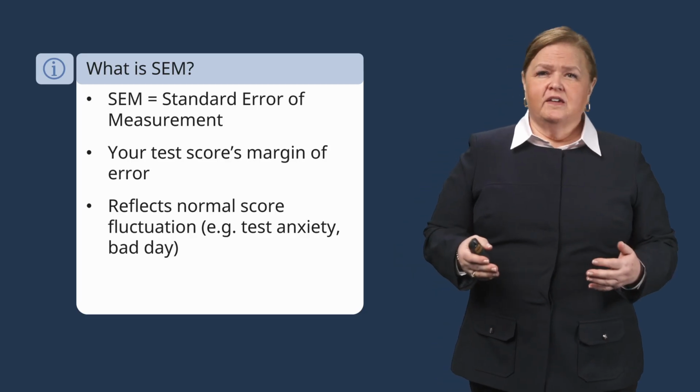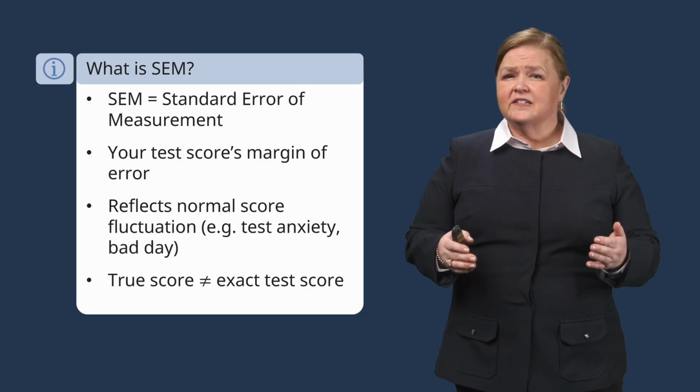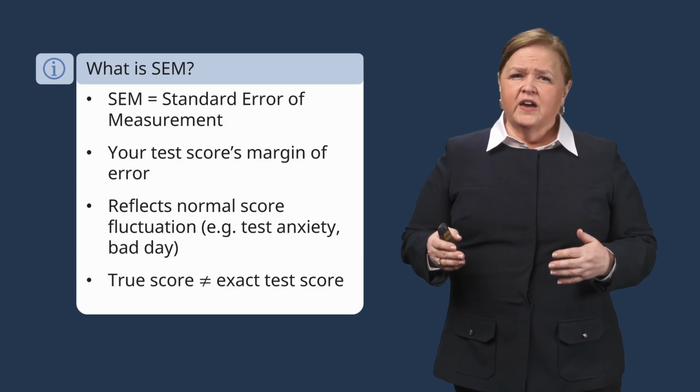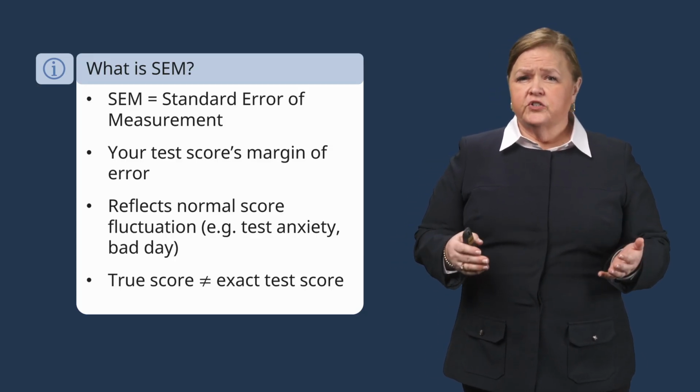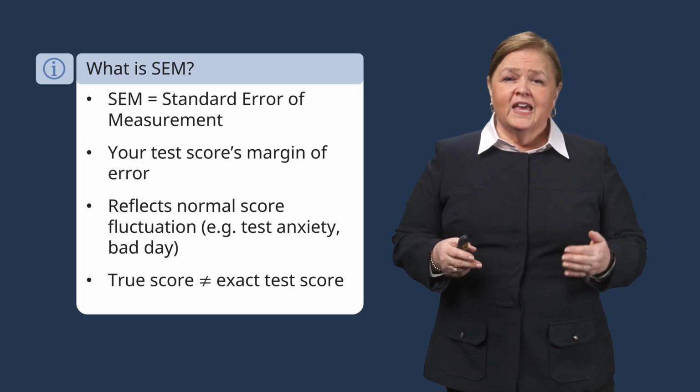Here's a simple way to think about it. When a student takes a test, their score is our best estimate of their true knowledge. But factors like test anxiety, question wording, or even just having a bad day can affect their performance. SEM tells us how much these factors might influence their scores. Just like a weather forecast, it gives us a range. Like if we said today's high will be 75 to 78 degrees. SEM helps us see student scores as a range rather than an exact point.